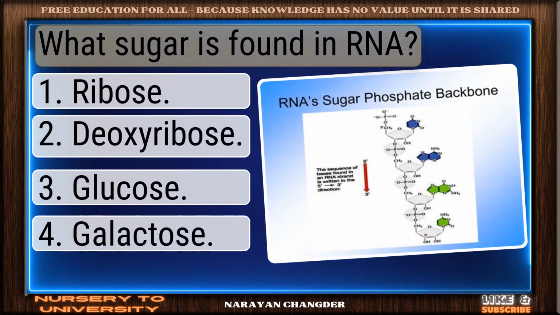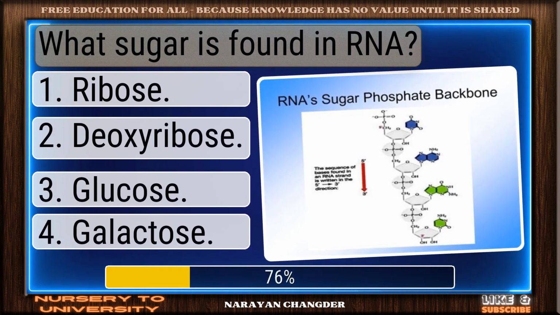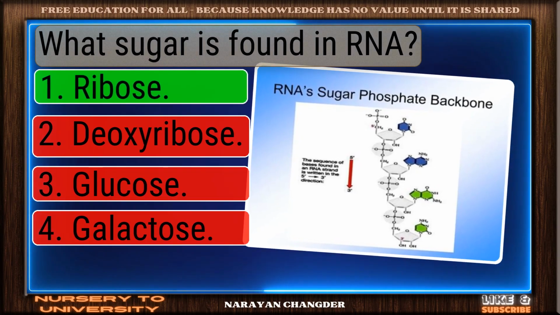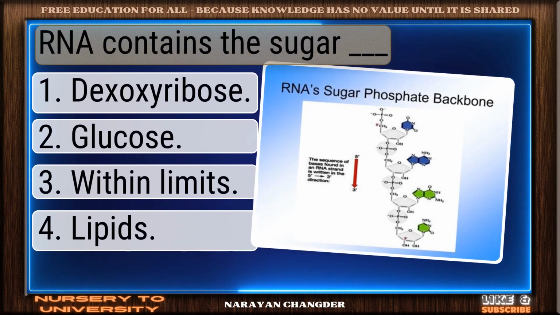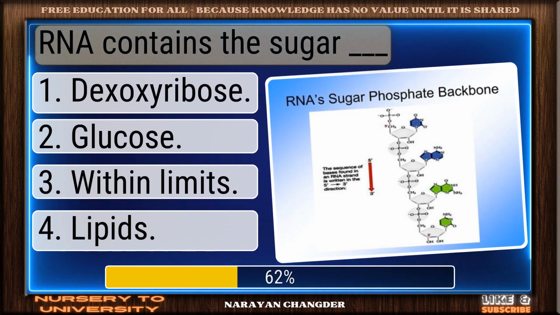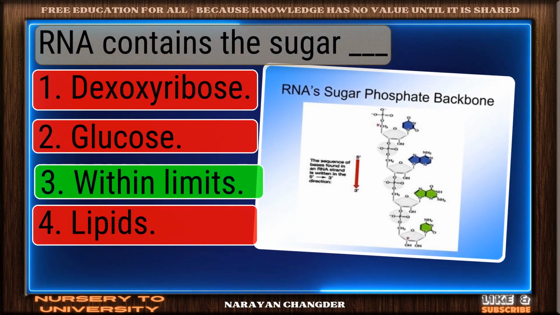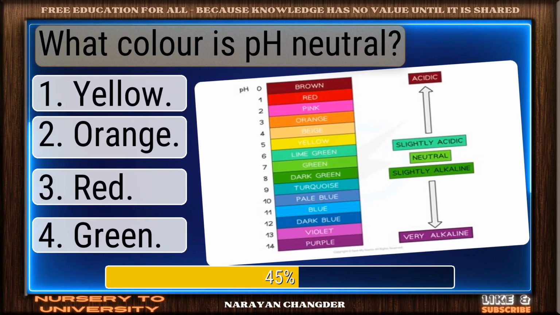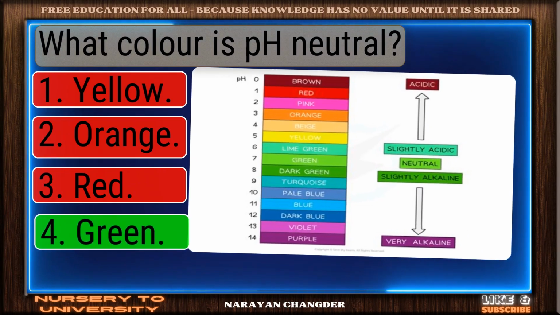Question number 187. What sugar is found in RNA? Sharp thinking. Ribose is the right choice. Question number 188. pH of a healthy body is. Right choice. Within limits is the best answer. Question number 189. What color is for neutral? On track. Green is the correct answer.